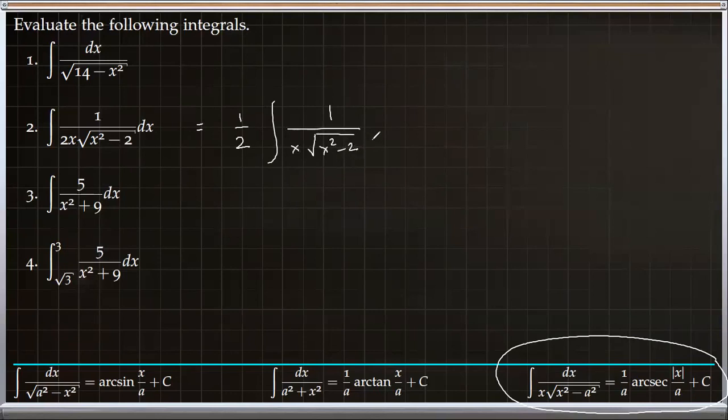Then it will become more like the expression we have in the formula: 1 over x times square root of x squared minus 2 dx. And if we compare with this one, we can let a squared be 2. So a is square root of 2. So this becomes 1/2 times 1 over a, which is square root of 2, times arc secant of absolute value of x over square root of 2 plus constant. So that is the value of the second integral.